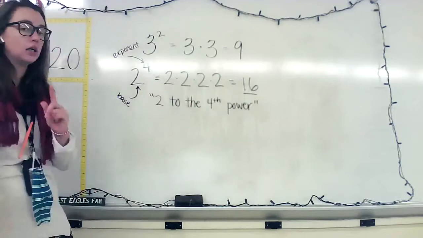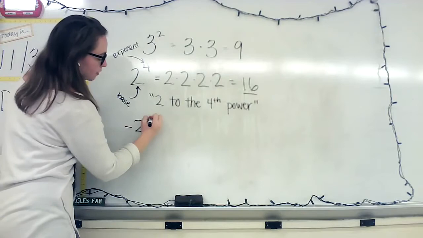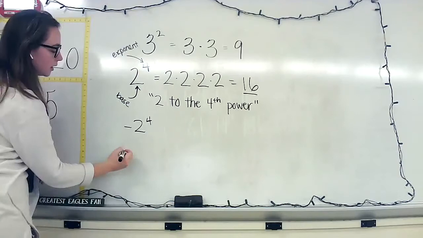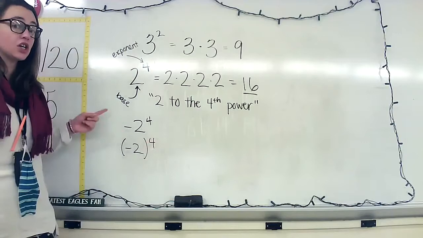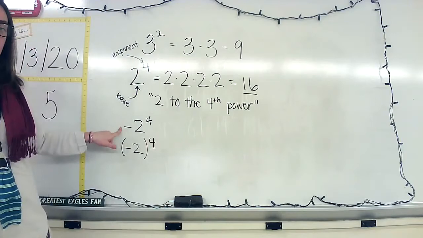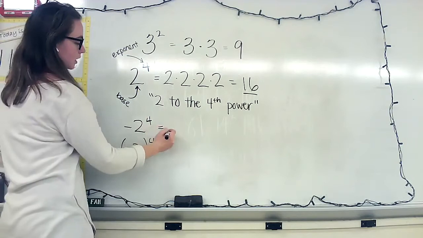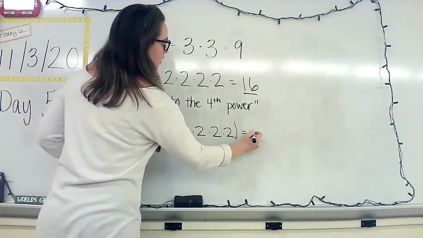Some other things to look at are negatives. If I have negative 2 to the 4th power, there's 2 different ones here. I could have negative and then 2 to the 4th power, or I could have negative 2 in parentheses to the 4th power. These are different. These parentheses really matter. This negative is not part of the exponent. So this is going to be negative and then 2 times 2 times 2 times 2. So that's going to be negative 16.